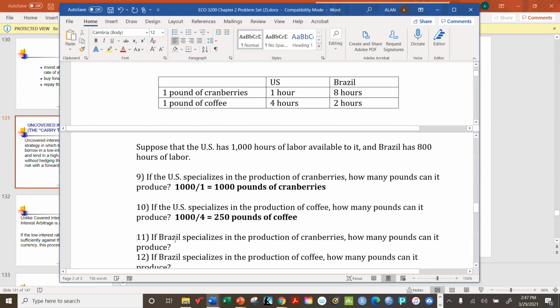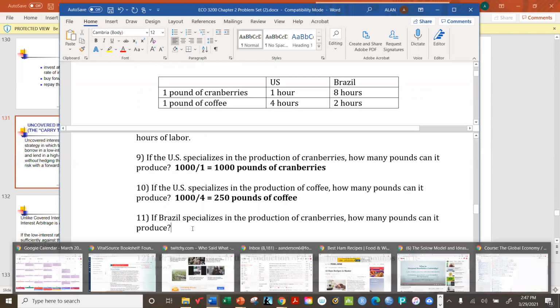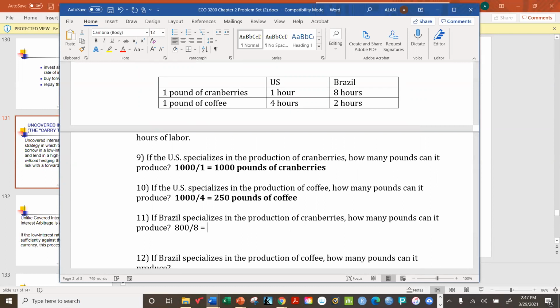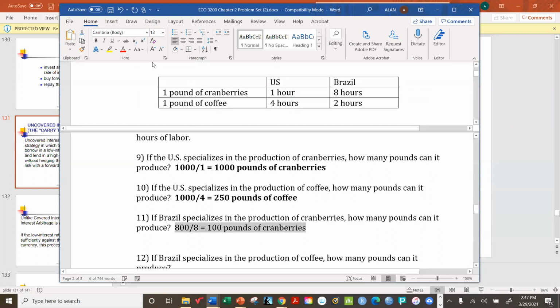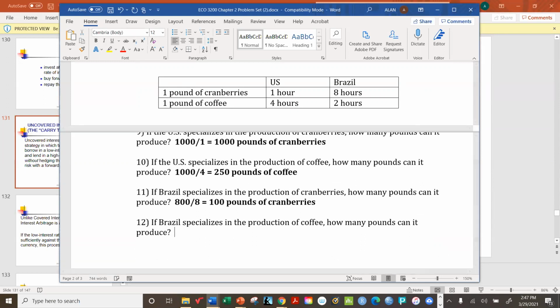All right, now, if Brazil, on the other hand, specializes in the production of cranberries, well, all right, let's see. That's not going to work very well because they only have 800 hours, and so that would leave them with 100 pounds of cranberries. And then finally, in the other direction, 800 divided by 2 equals 400 pounds of coffee, because it only takes Brazil 2 hours to make a pound of coffee. So with 800 hours of labor, they can make 400 pounds of coffee.